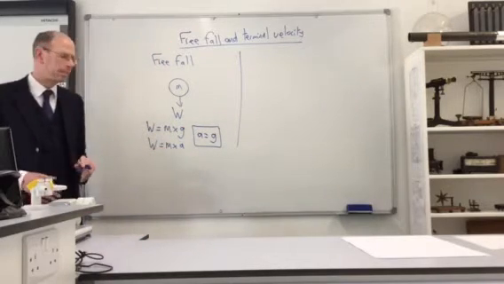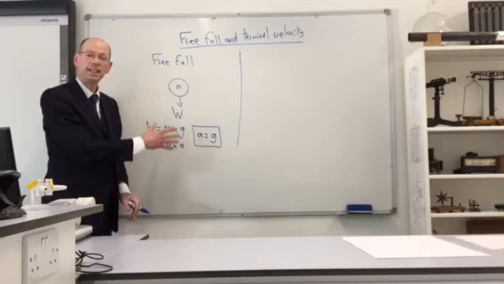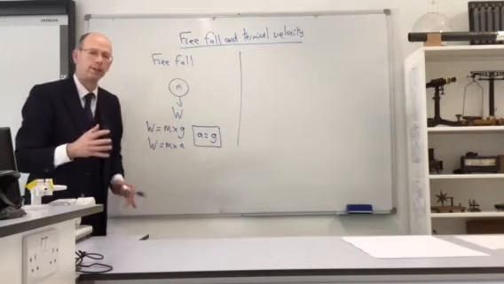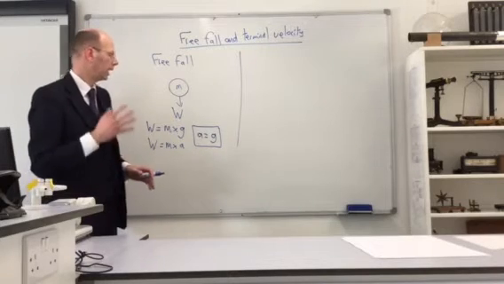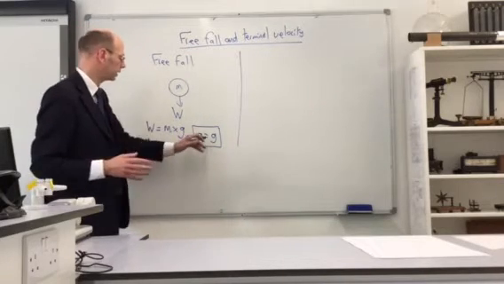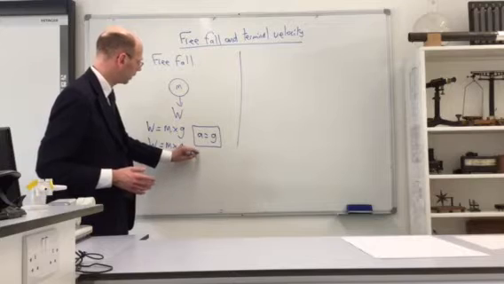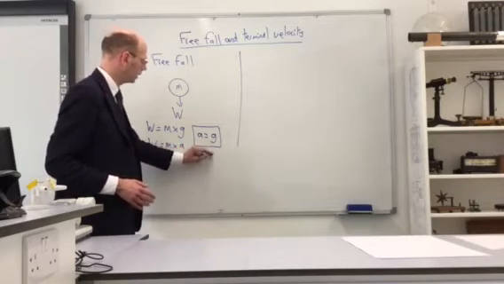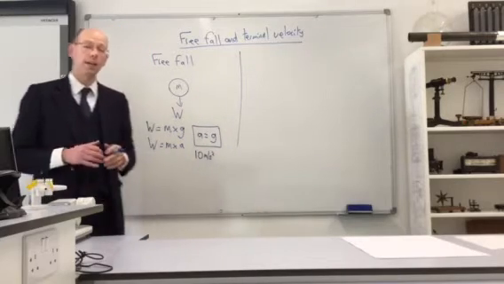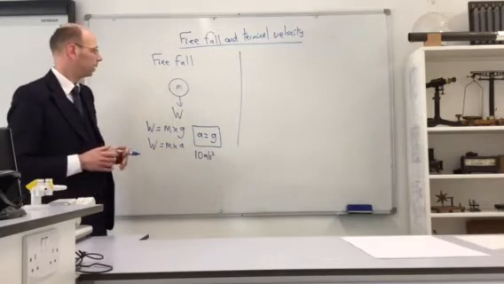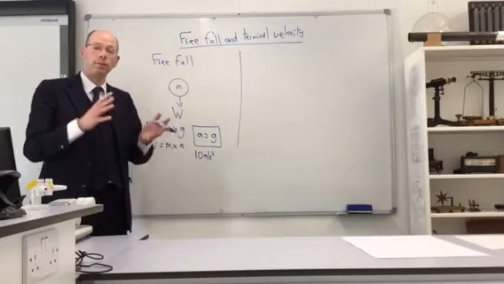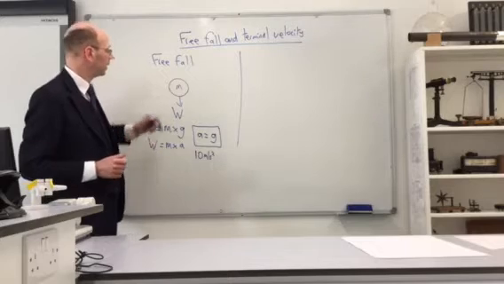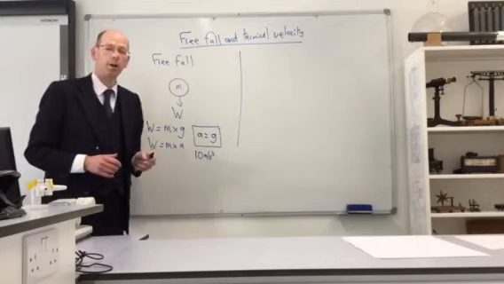So what does that mean? What that means is that any object which is in free fall with no air resistance will accelerate towards the ground at exactly the same rate. In fact, near the Earth, it will accelerate at 10 meters per second squared, because the gravitational field strength is 10 newtons per kilogram. That's telling us, therefore, that it doesn't matter whether you've got a large object or a small object, it doesn't matter what the mass is, they're all going to accelerate down at the same rate.